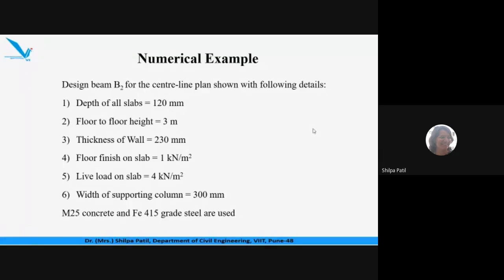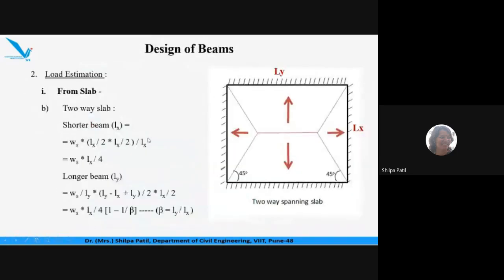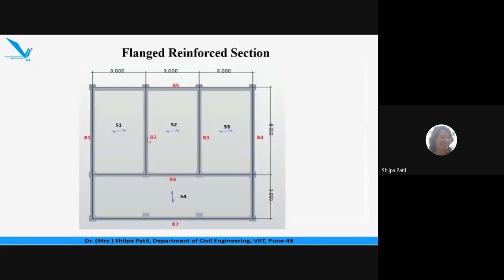So we have started with this problem, and we completed the load calculation part, and we also calculated the bending moment and shear force acting on the beam. For this plan, we started the design of beam B2, and we also recalled how the load is transferred from the slab. We are designing B2, so we have to consider these two adjacent slabs, S1 and S2.